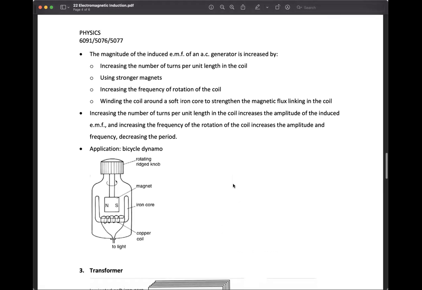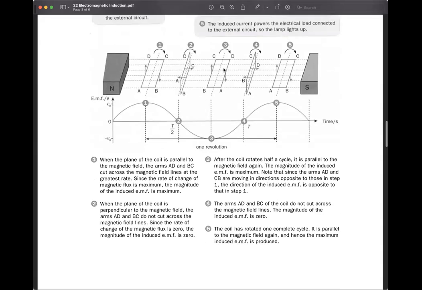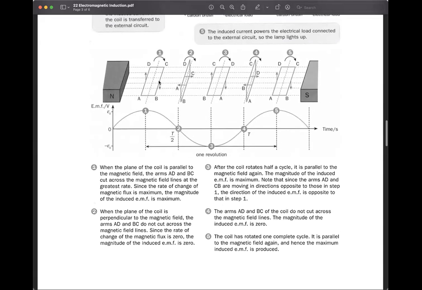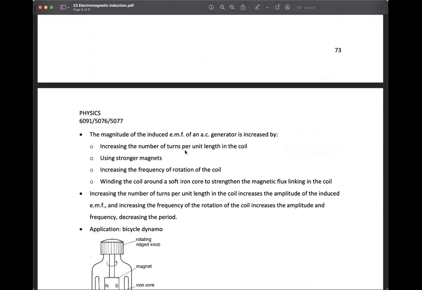Okay. So the factors that affect the magnitude of the induced EMF or the current depend on a few things. Same thing as just now. Number one, you use a stronger magnet. The coil you see here is a single coil. If you increase the number of coils, the induced EMF will be greater as well. If you turn the coil faster, it will also increase the induced current.